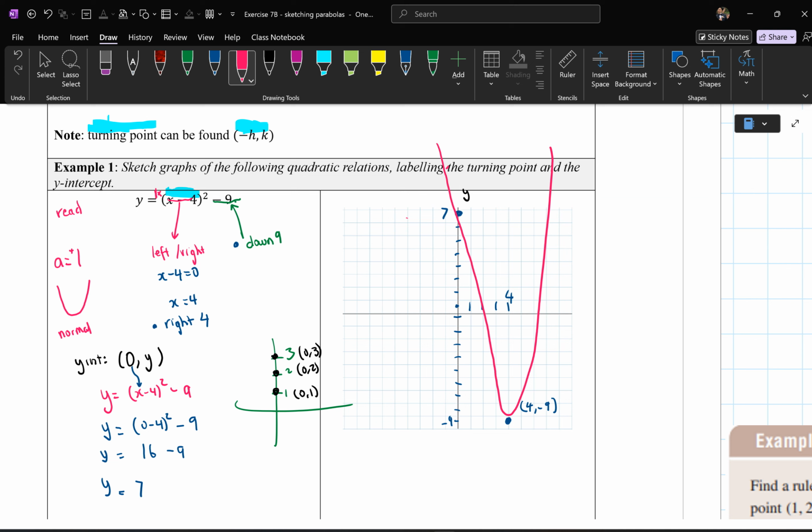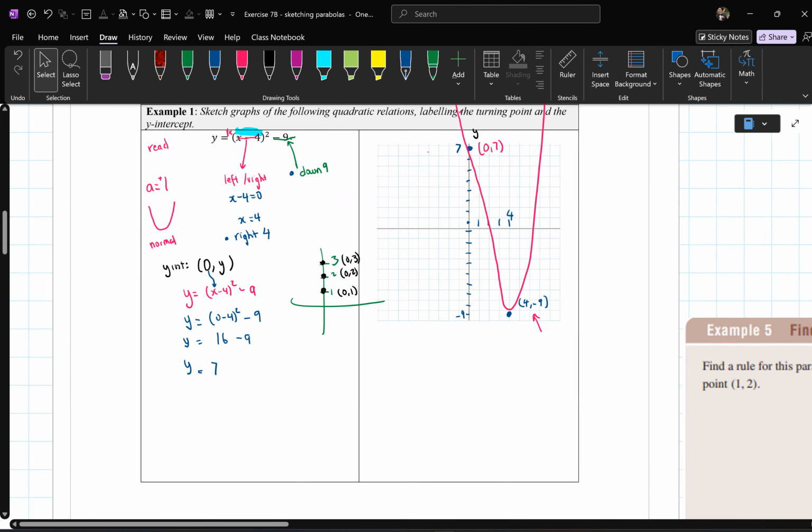But for today's lesson, I only want you to work out the y-intercept, label it as (0, 7), and I want you to label the turning point as its coordinates. Okay, we won't work out the x-intercept yet. You just want to work out the y-intercept and the turning point. Let's try the next one.